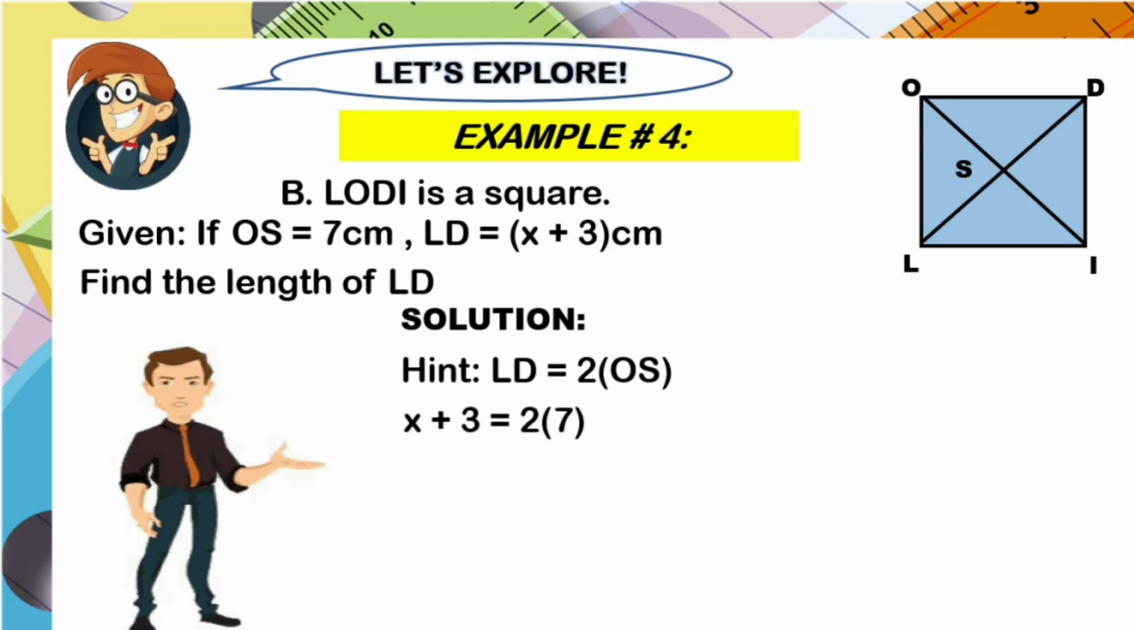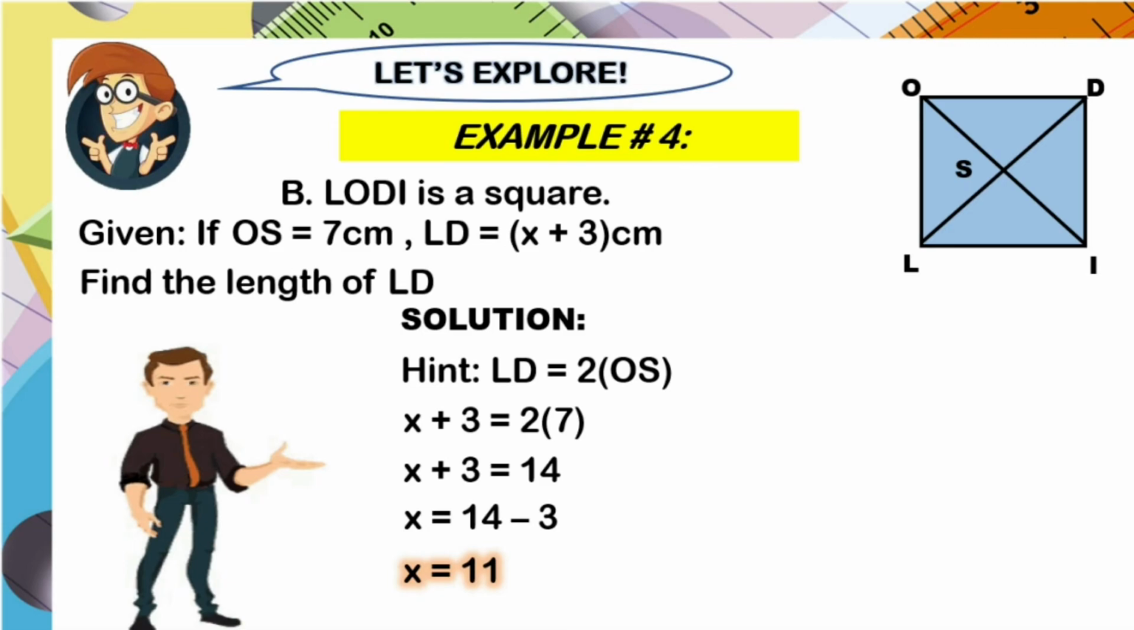Substituting the value of segment OS on the equation, we have x plus 3 is equal to 2 times 7. Thus, x plus 3 is equal to 14. Using again APE, addition property of equality, we add negative 3 to both sides of the equation. Thus, we have x is equal to 14 minus 3. Simplifying the equation, we have x is equal to 11.